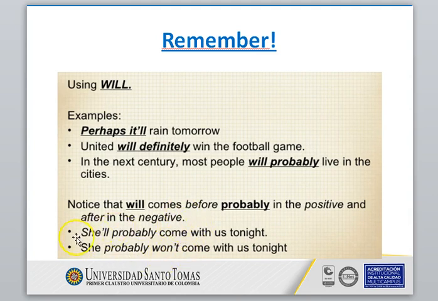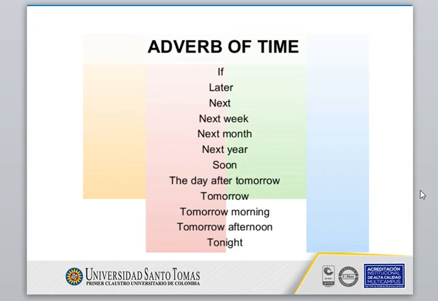Look at the example. She'll probably come with us tonight. This is an affirmation, so you use the adverb after the auxiliary will. But look at the negative. She probably won't come with us tonight. In this case, make sure you have the adverb before the auxiliary. So this is a little observation I need to make. Okay. Typically, adverbs of time included here in future tenses are if, later, next, soon, the day after tomorrow, tomorrow, tonight. You can see more examples in our later slides.